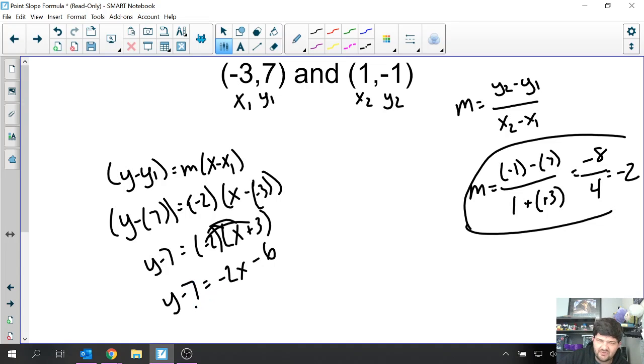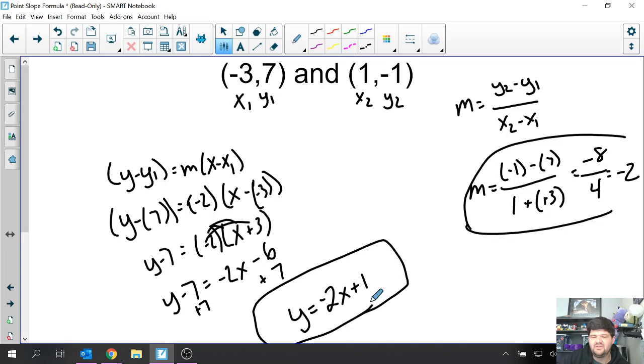So to do so, we're just going to add 7 to both sides because we want y alone. Generally speaking, on all of these problems, if you get y by itself, it will solve into slope-intercept pretty nicely. So negative 6 plus 7 then is plus 1. And there you go. There is your slope-intercept form given those 2 points.